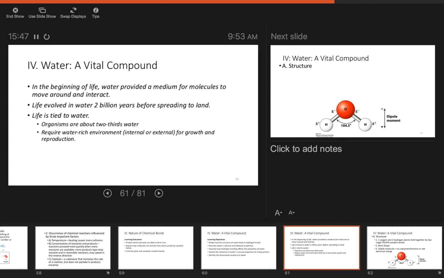In fact, life probably started in water, in the oceans. And so life evolved in water about 2 billion years before spreading onto land. So life is tied to water. If you think about ourselves and all living things, most organisms are made up of about 2/3 water. And so we require a water-rich environment, either internally or externally, for that growth and reproduction.